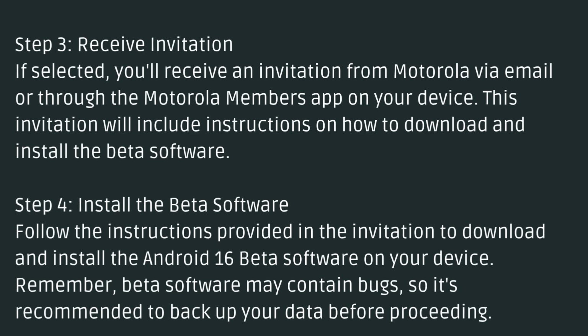Step 4. Install the beta software. Follow the instructions provided in the invitation to download and install the Android 16 beta software on your device. Remember, beta software may contain bugs, so it's recommended to back up your data before proceeding.